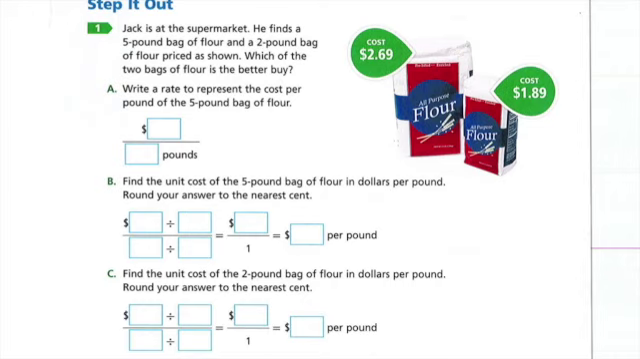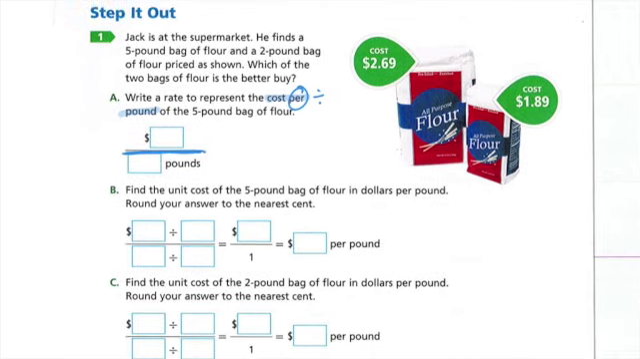All right, so write a rate to represent the cost per pound. So it's telling us what order to write them in. Cost per pound. Remember, per means division, okay? So if you look down here, they put their division sign, their per. How much was the 5-pound bag? $2.69 for 5 pounds. Then it says find the unit cost for the 5-pound bag of flour in dollars per pound.